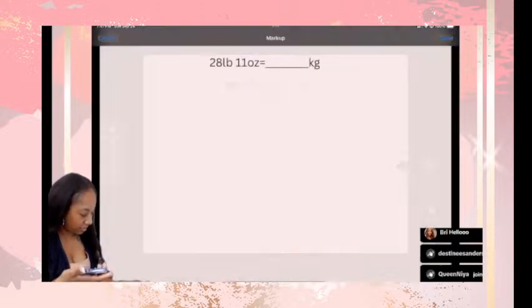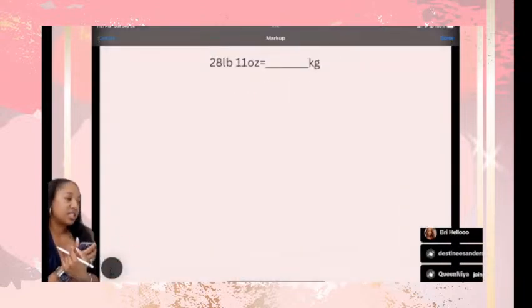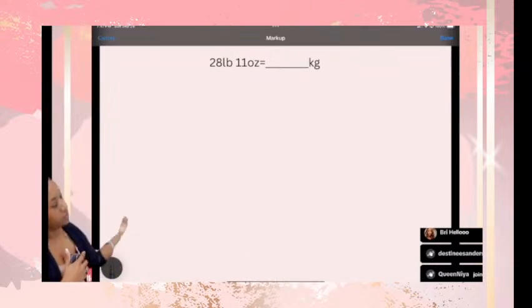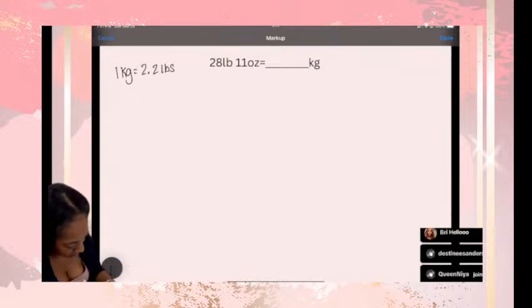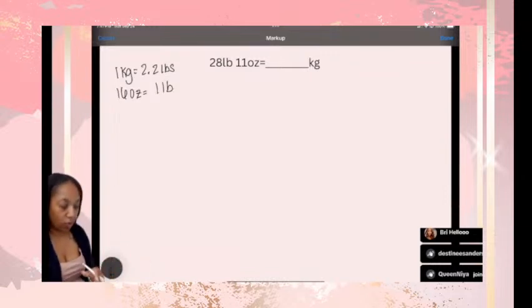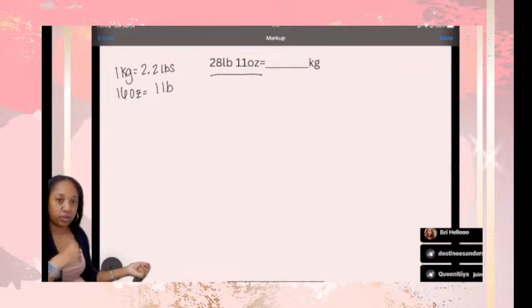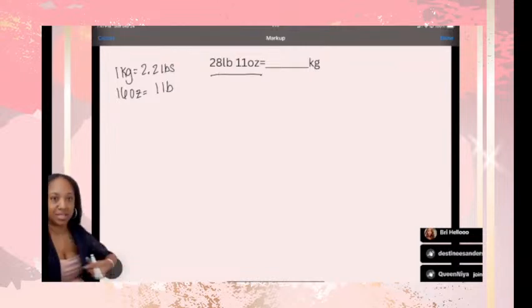Alright, so this is a weight conversion. So we'll write what our conversions are on the side. So 1 kg is going to be 2.2 pounds, okay? And then we know that there are 16 ounces in 1 pound, right? So in order to convert our pounds to kilograms, it's got to be in pounds. It can't be pounds and ounces.